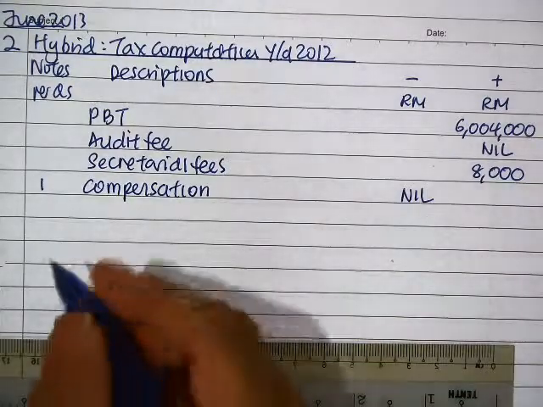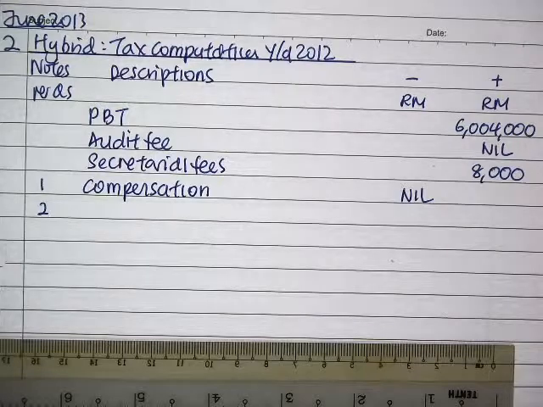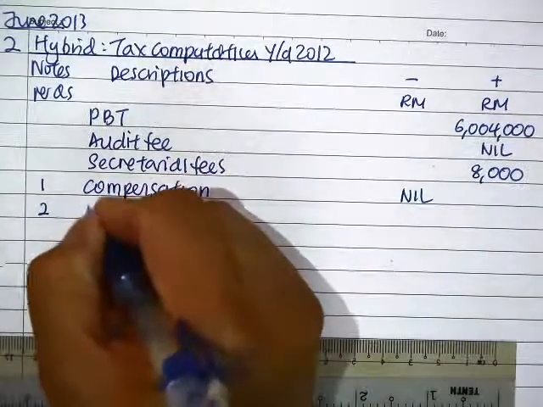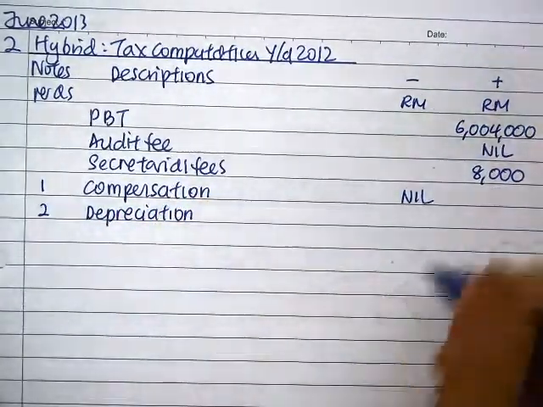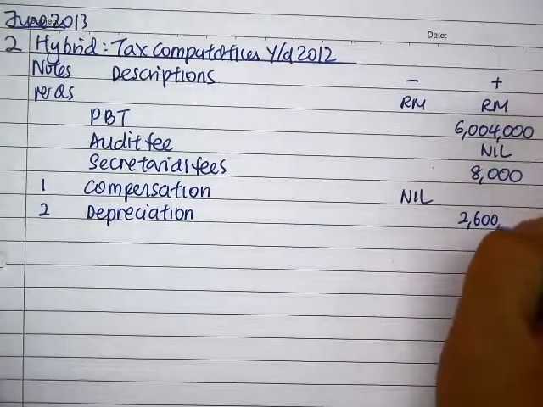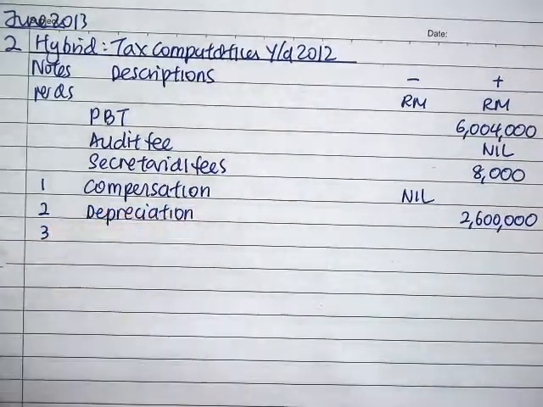Right? Note 2. The cost of sales included depreciation of 2.6 million for plant and machinery. Well, that one is very straightforward, right? Depreciation, can or cannot deduct? Cannot, right? So just add back 2.6 million.